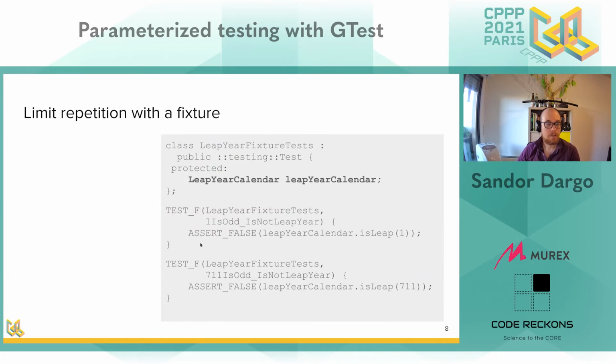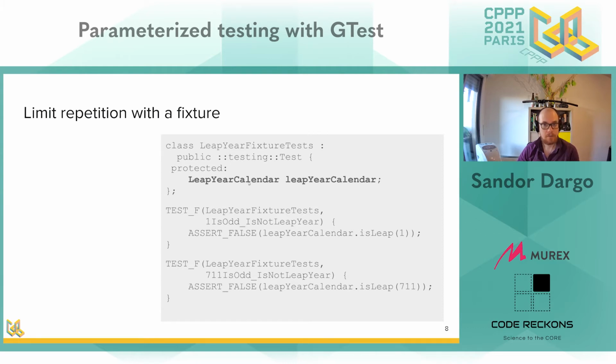Now we can try to limit the repetition with a so-called fixture in GTest. I think this exists in other popular test frameworks as well. So in GTest, you inherit from this testing test class, and whatever you want to share among the test cases, well, you can declare as protected. You can have variables, you can have methods that you can share.